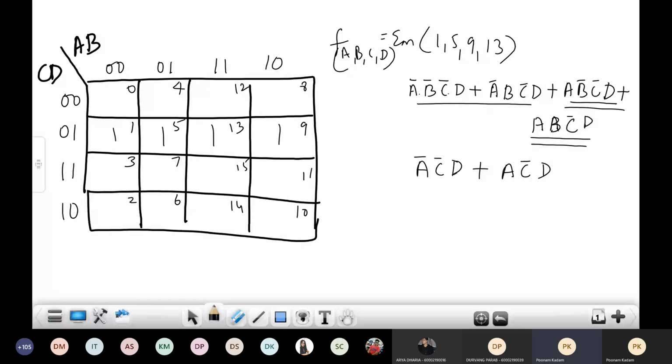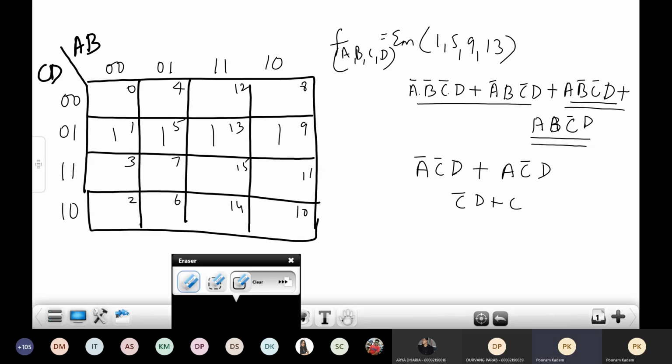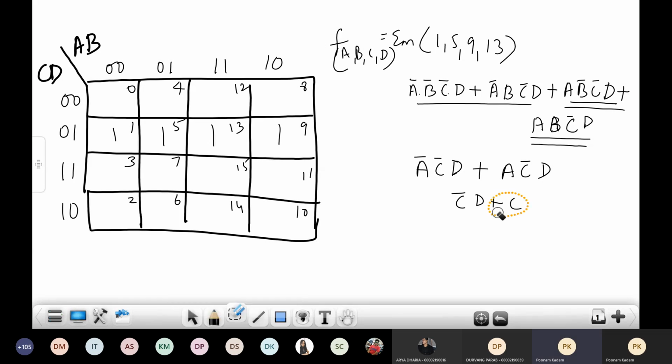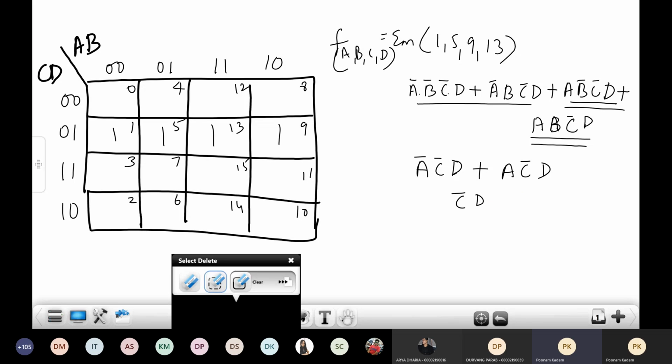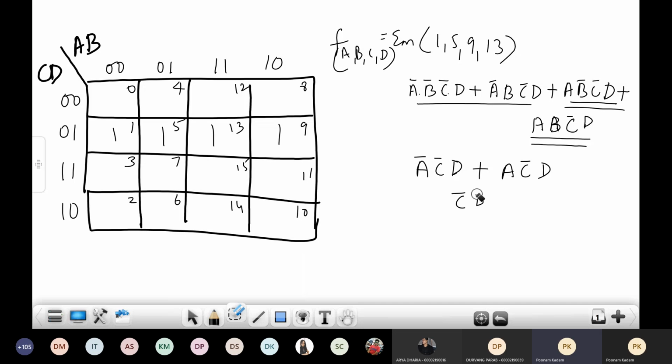Now if you look at this expression, we can again apply the combining theorem here because only A is changing in this, right? So what you get is C bar D plus C bar D, right? So we get C bar D out of it. What we have done exactly is that when you solve it using Boolean algebra theorems, you actually get a single product term, C bar D. Now the same concept we are going to apply in the K map also.